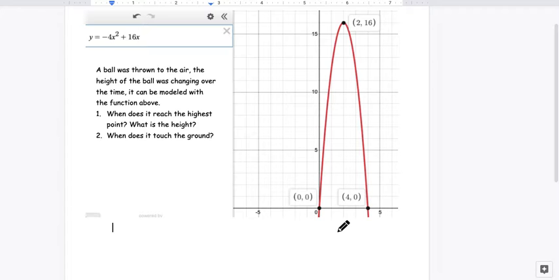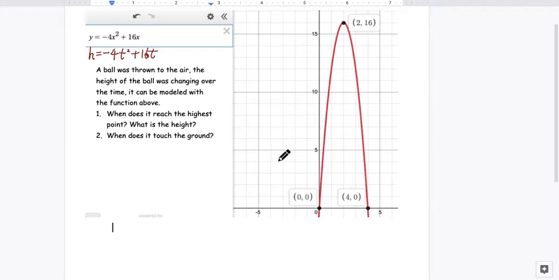As we see here, a ball was thrown into the air. The height of the ball was changing over time and it can be modeled with a function. I just want to remind you, sometimes we can use letters to represent the real life situation instead of using x and y. So when we're talking about the height, we can use h for height, and t for time. When I type it into Desmos, this is the graph I get.